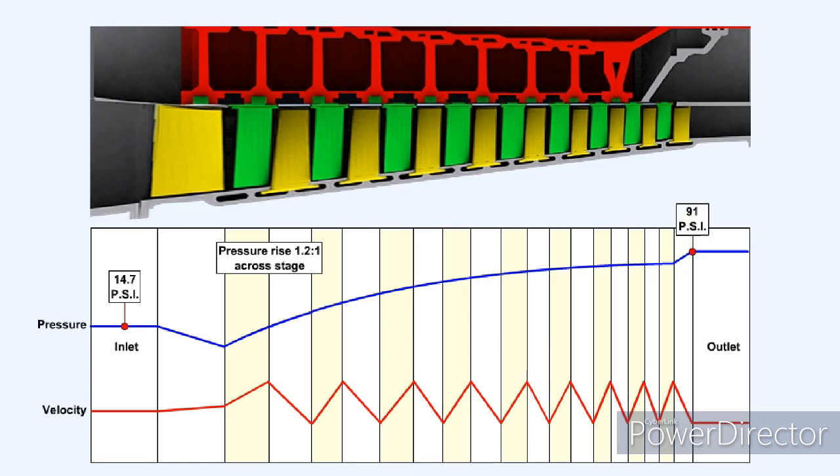As a consequence of this, in order to achieve the compression ratios demanded by more powerful engines, many rotor stages may be fitted on one shaft, which is driven by its own turbine, as shown here. Assuming that the pressure ratio for each of these 10 stages was 1.2:1, the output pressure for this compressor would be in the region of 91 pounds per square inch.